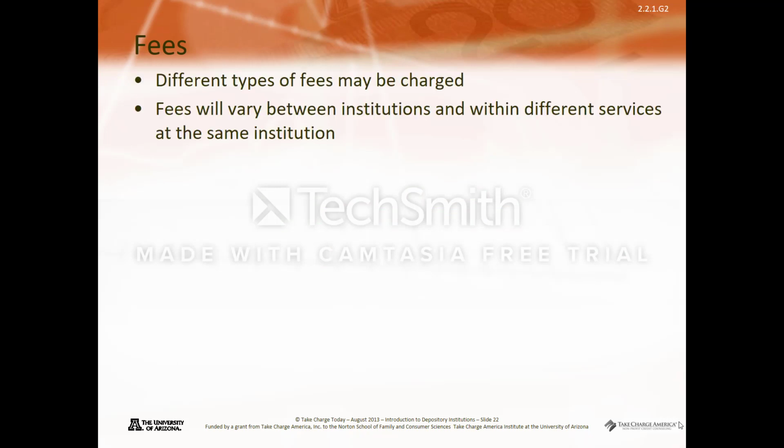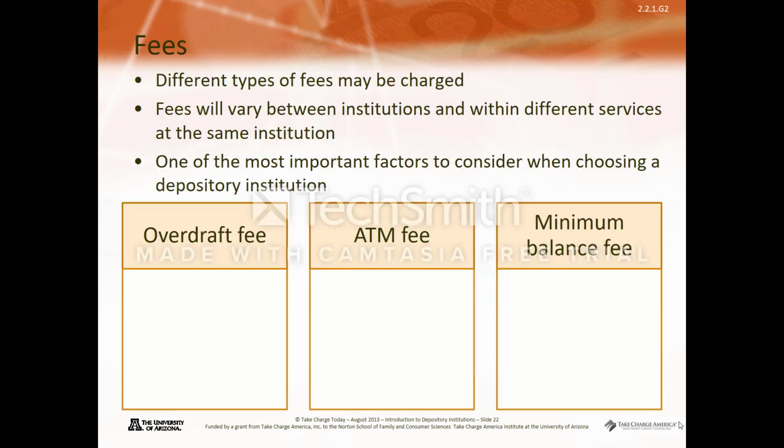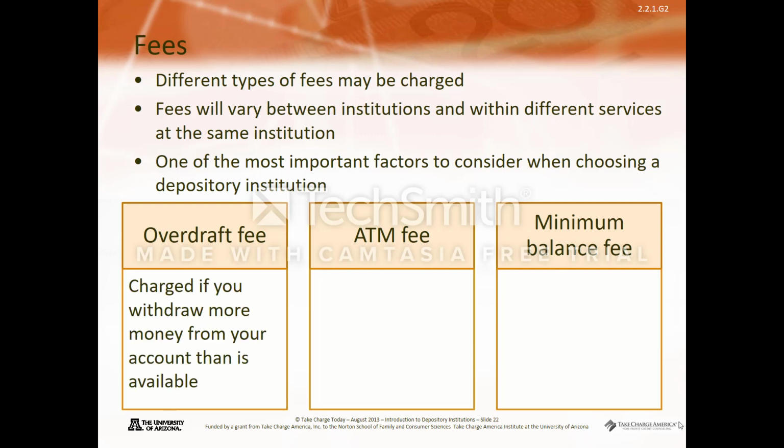You got to be careful of fees, guys. Overdraft fee, this is the big one. This is when you draw too much money out of your account and you put your account in the negative. They're going to charge you $30, $35 each time you do this. This can happen all in the same day.